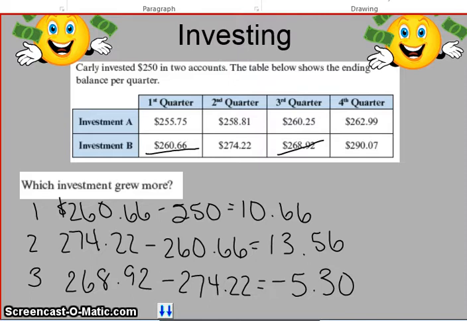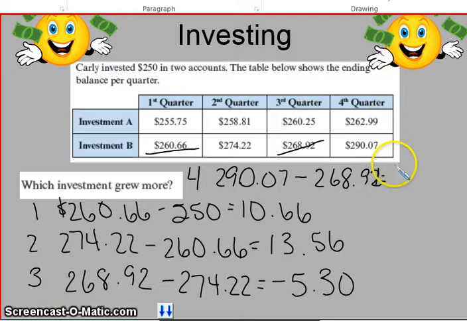Now let's look at fourth quarter. Fourth quarter, she ended with a balance of $290.07. And she started with the balance that was at the end of third quarter, which was $268.92. When we subtract those two, our growth in that quarter is $21.15.